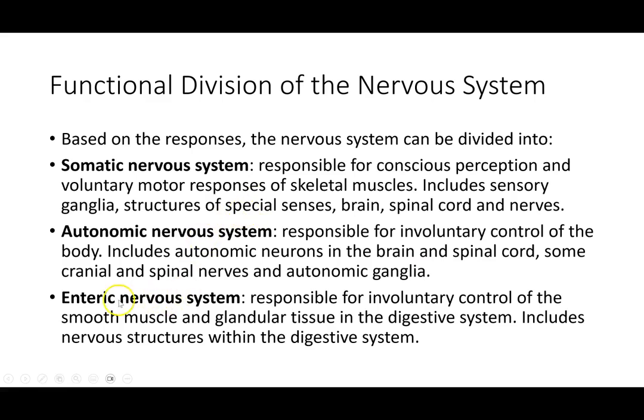And then our third division is the enteric nervous system. And this is a special division that is responsible for those involuntary movements of smooth muscle and glands within the digestive system specifically. So the enteric nervous system is sometimes thought of as a subdivision of the autonomic division, because this is still involuntary. This is still an automatic response and sensation of what's going on in our digestive system and controlling that.